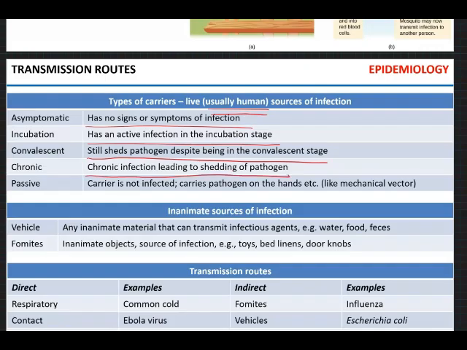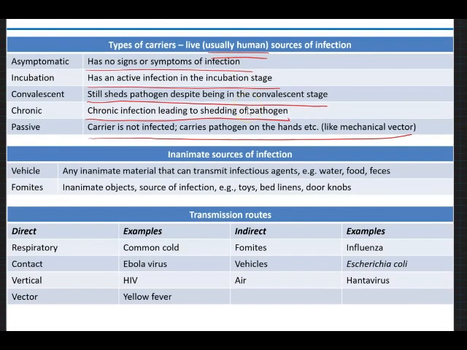So, chronic, obviously, chronically infected, and passive carriers. A physician who wears a tie: the tie touches one patient, then touches another patient as they lean over. That's your transmission. Does that make sense? Like a nurse who doesn't follow the protocol, something like that. Inanimate sources, vehicles and fomites. Vehicles: food and water. That's it.